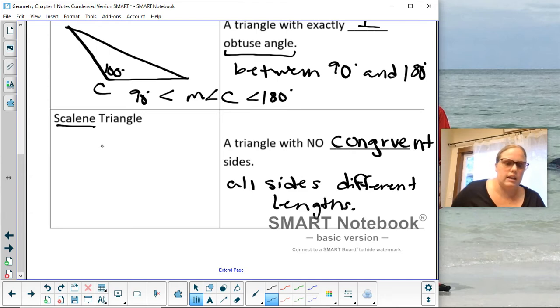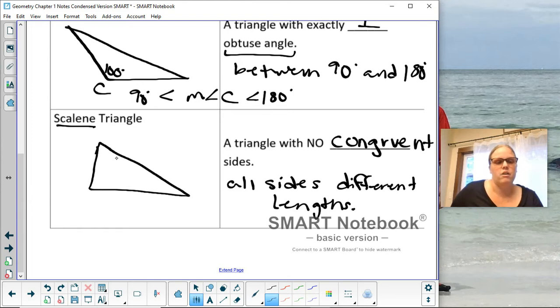All right, now again, I can draw it to look like they're all different, but I have to have proof. So I would have to have 3 measurements that are all different in length, or I could use hash marks showing that this double hash mark is a different length than this triple hash mark, which is a different length than this 4 hash marks here. So this is a scalene triangle.